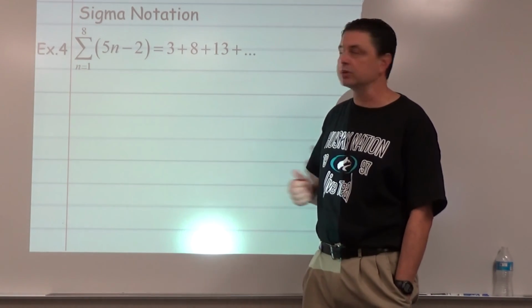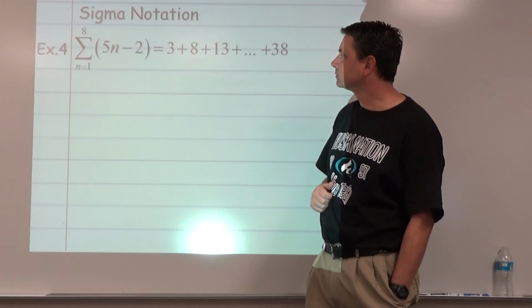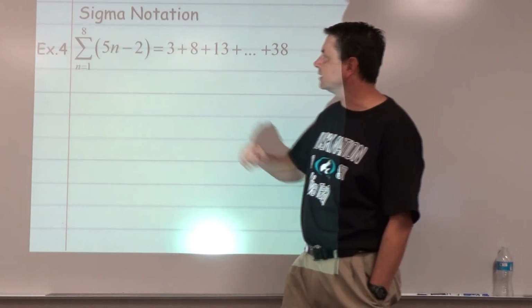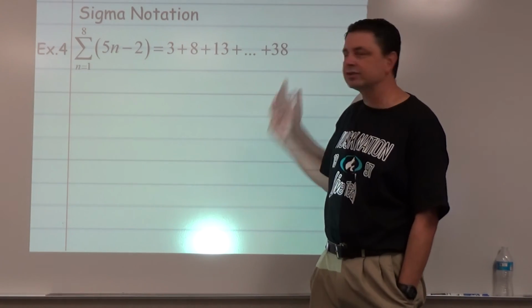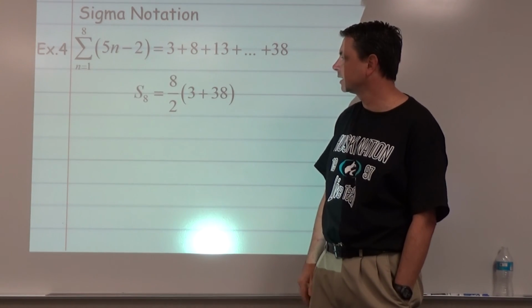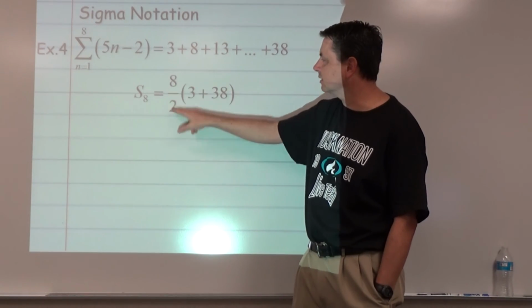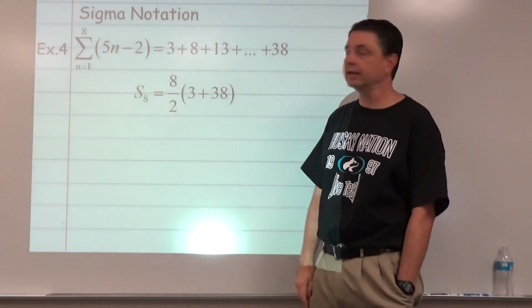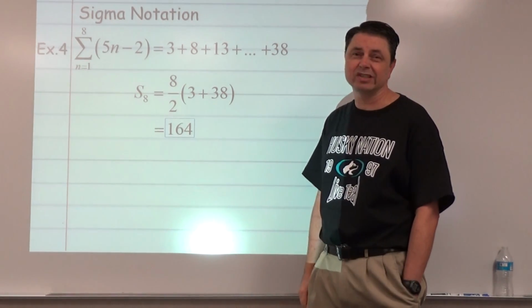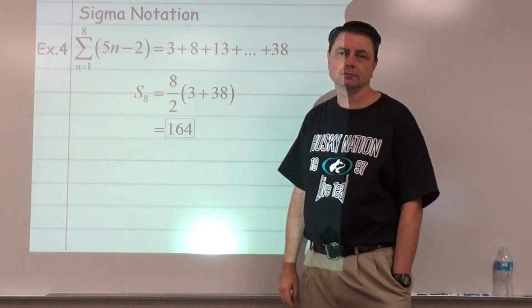And I think that's pretty much all we need to know. We've got n, we've got the first term, we've got the last term. We're ready to use the formula. S sub 8, 8 divided by 2, times 3 plus 38. Calculate. You get 164. That's it for today.